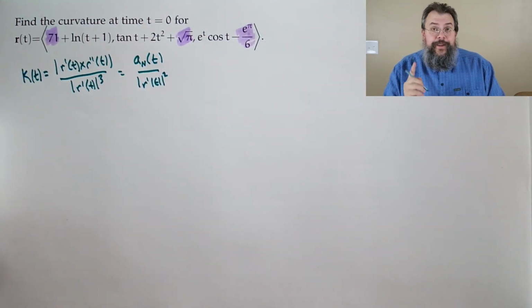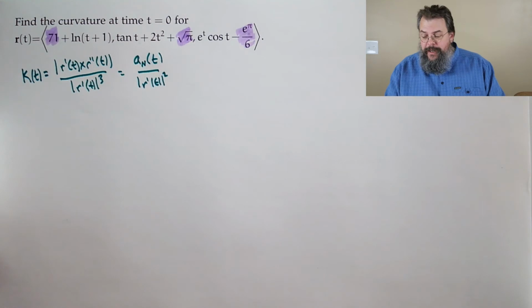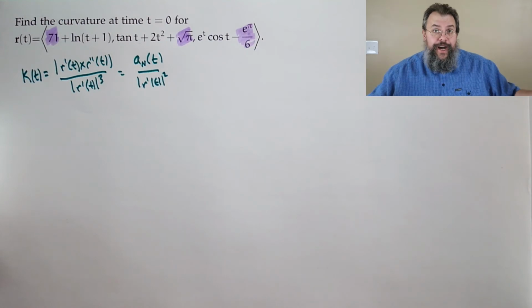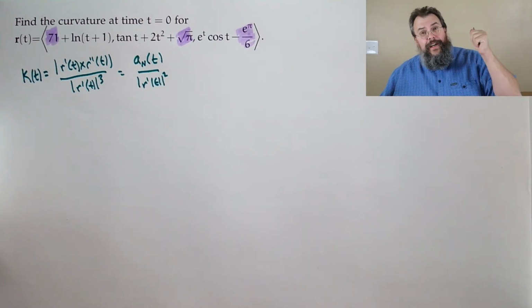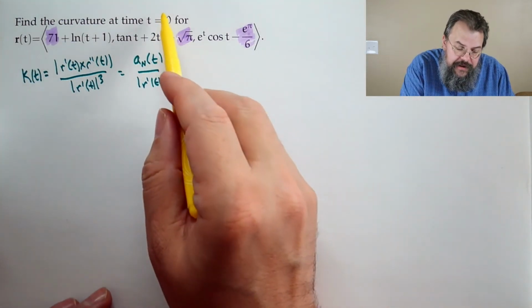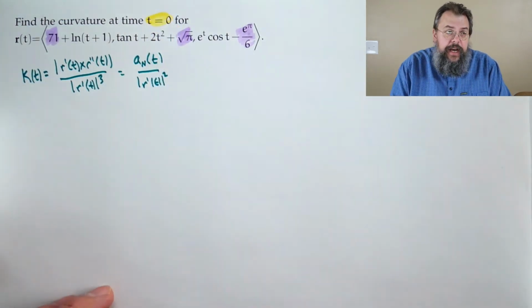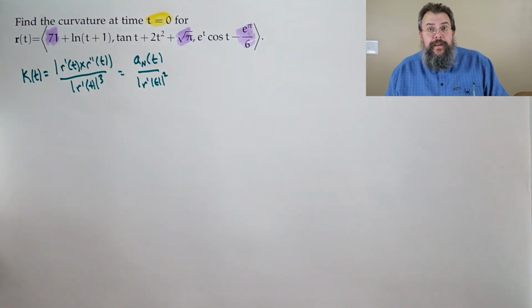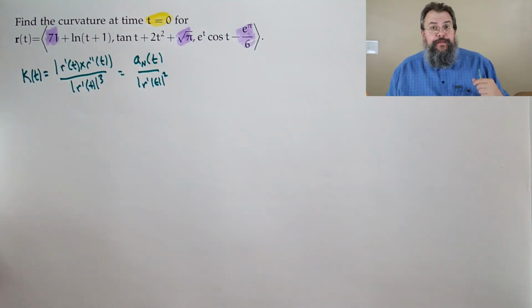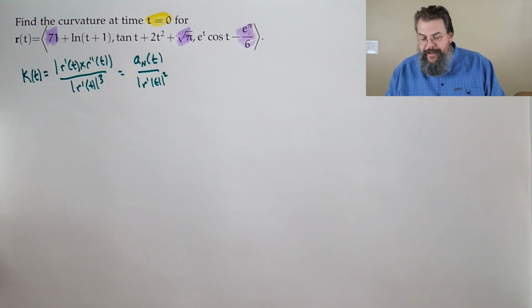Now, there is some good news on this problem, which should hopefully save us a lot of work. You see, we're not asked to find curvature for all times. We're asked to find it for one specific time. Now, why is that good news? Well, that means that we're going to have to evaluate. And so, when we have a problem where we have to evaluate, the question becomes, when do we evaluate?